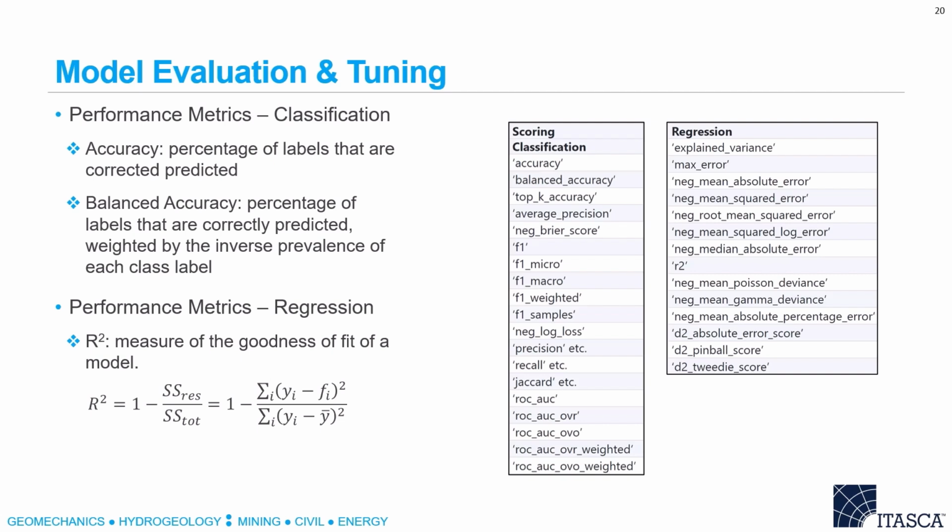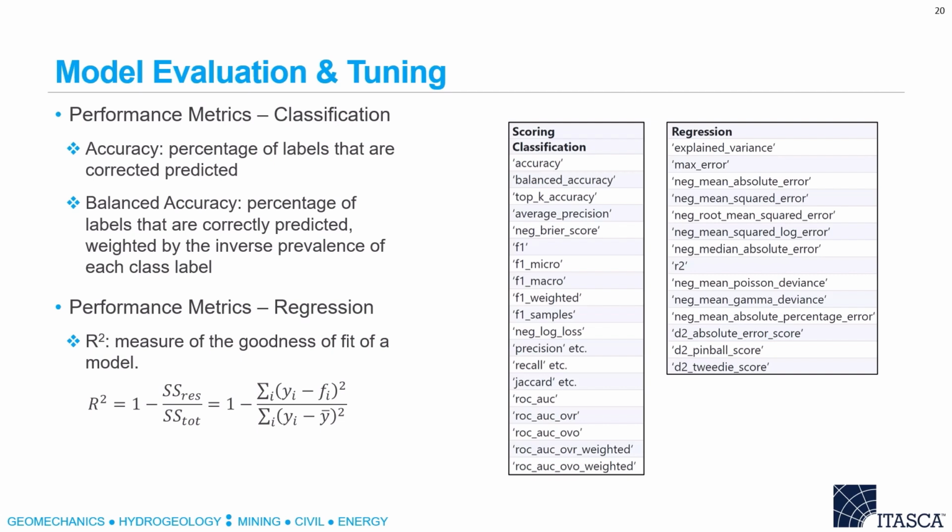If your dataset contains discrete class labels, common performance metrics are accuracy and balanced accuracy. Accuracy is simply the percentage of labels that are correctly predicted, and balanced accuracy is the percentage of labels that are correctly predicted, weighted by the inverse prevalence or frequency of each class label. This is a useful metric for unbalanced datasets.